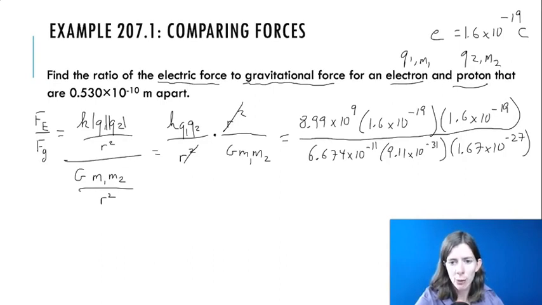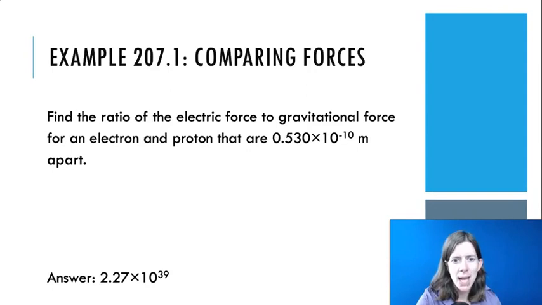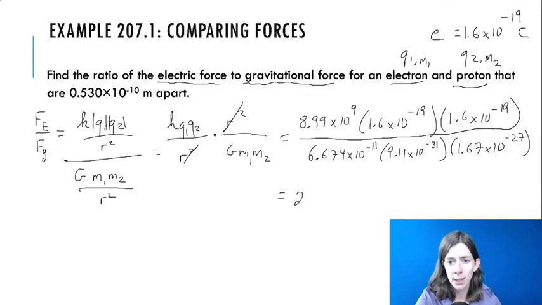So if we plug in all of these values, then we will get the answer that was in the previous slide, which was a really big number, 2.27 times 10 to the 39. So this really shows you how much stronger the electric force is than the gravitational force. It's this much bigger. So just wanted to provide a numerical example so that you could really get a good idea of the difference between these two forces.